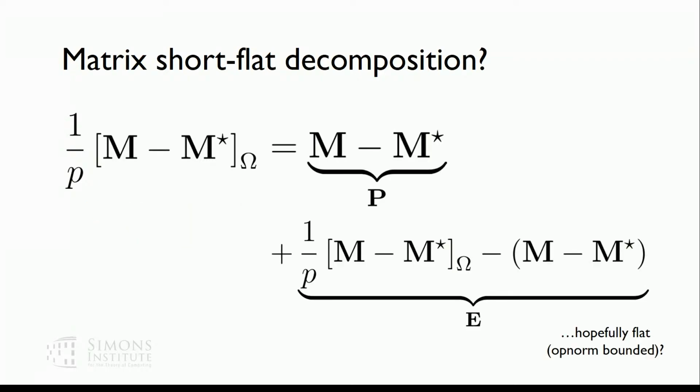Following the outline in the sparse recovery case, the natural thing to try is to write this as the sum of a short term and a flat term. Formally, consider decomposing this into the progress direction. If we just took the progress direction m minus m star, we would immediately land where we wanted to. Then the goal is to show that the residual matrix, the error term, is flat. Flat here means spectrally flat, L infinity bounded, in other words, op norm bounded.